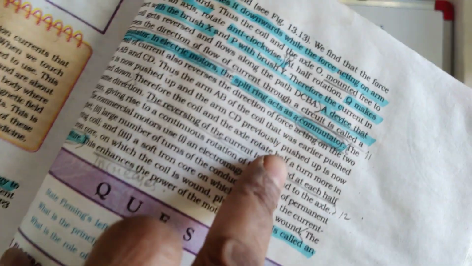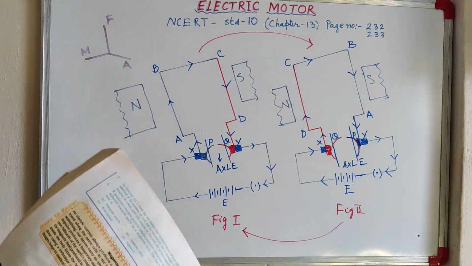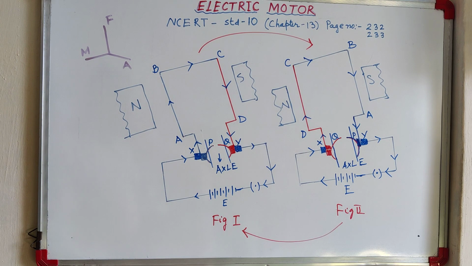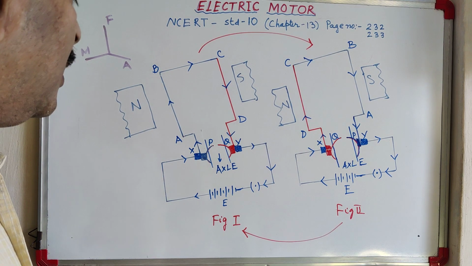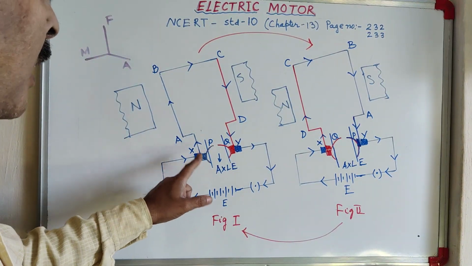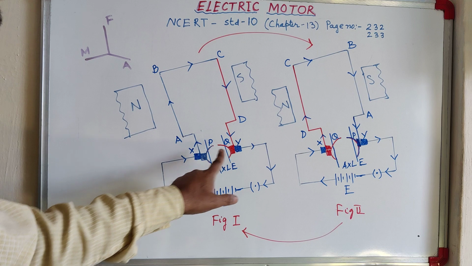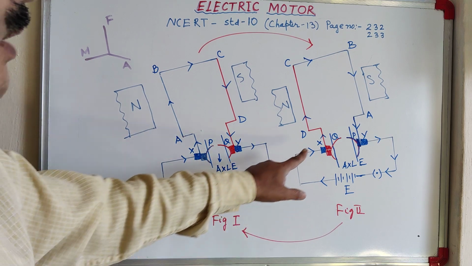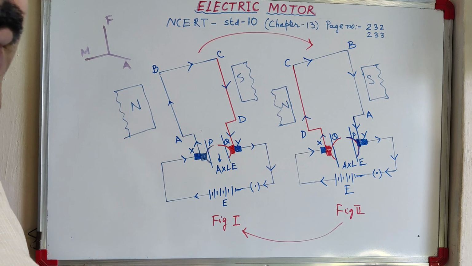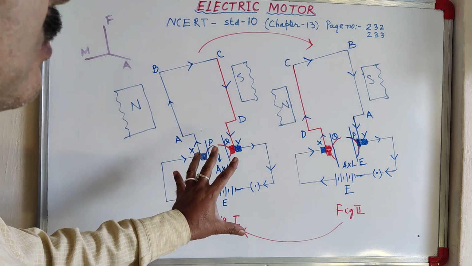See, here it is written, the split ring acts as commutator. Commutator means it automatically changes the positive and negative end of the source. Now, the split ring is connected with some fixed brass brushes X and Y with the source battery E, to give the continuous electrical supply. Okay. Now this is how the electric motor is constituted, how it is made.